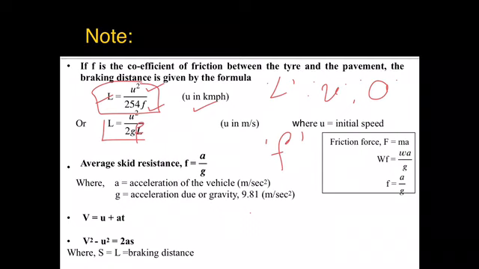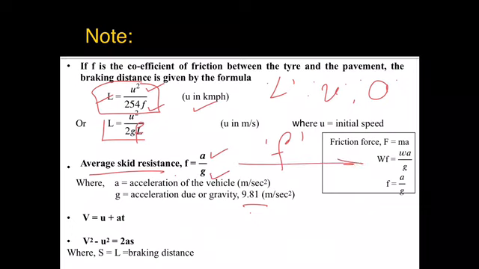Okay, so the second relationship: the skid resistance can also be measured using the acceleration. If you have the acceleration, you can measure it. F is equal to A divided by g, where A is the acceleration of the vehicle and g is the acceleration due to gravity, that can be taken as 9.81 meter per second square.